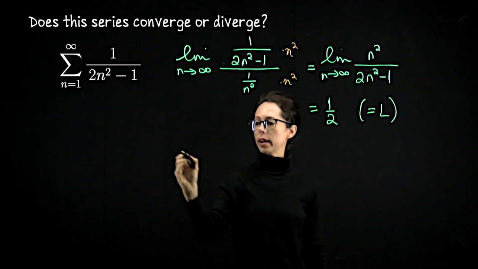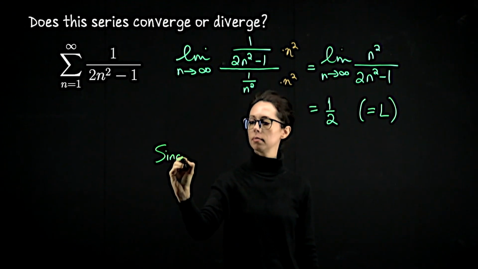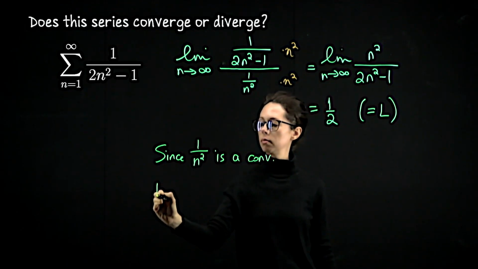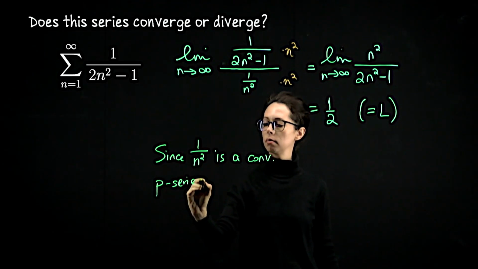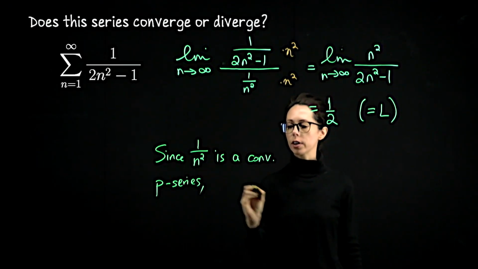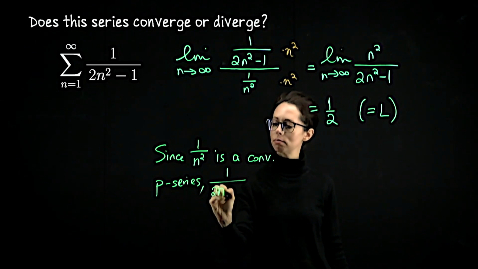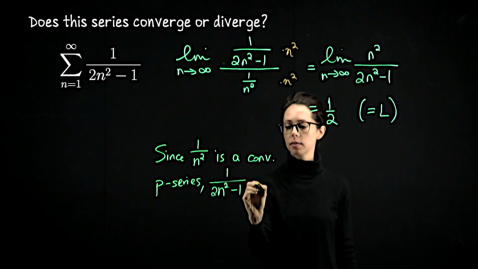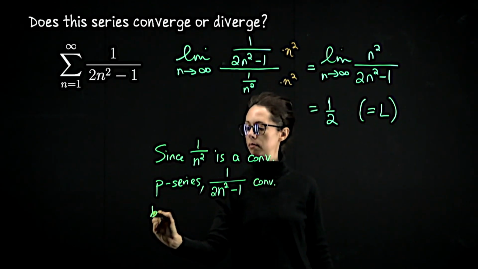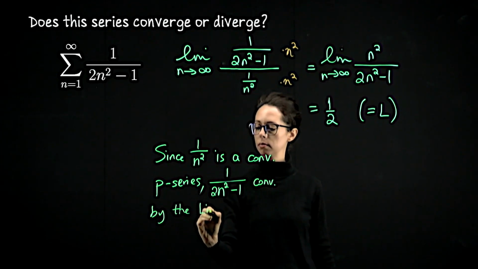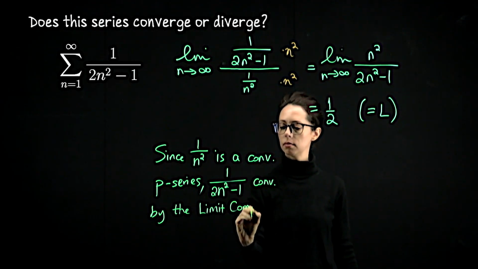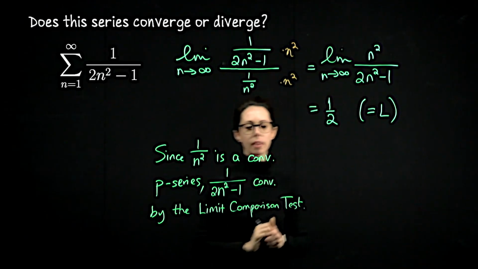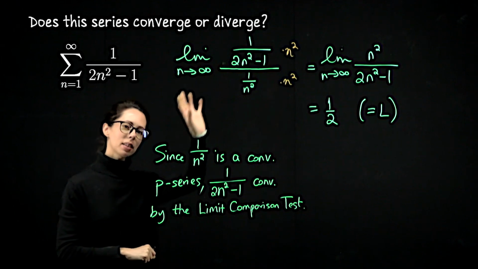So since 1 over n squared is a convergent p-series, this new series, 1 over 2n squared minus 1, converges by the limit comparison test. Okay, so that's the result of this test. You can see it wasn't too bad.